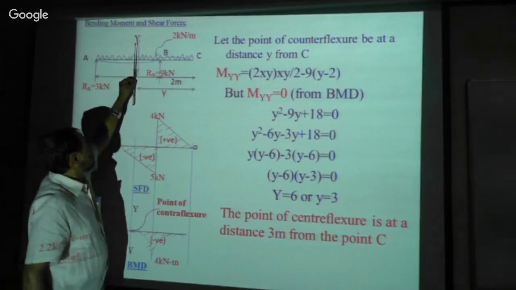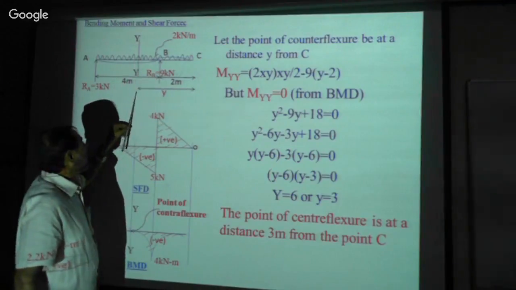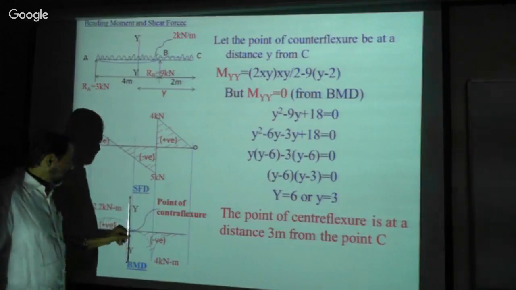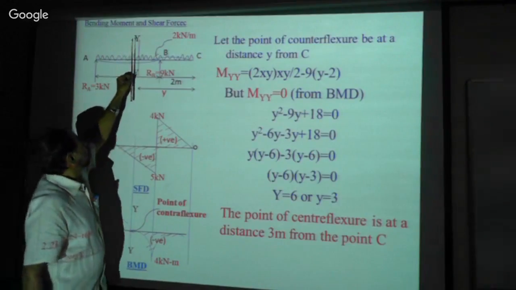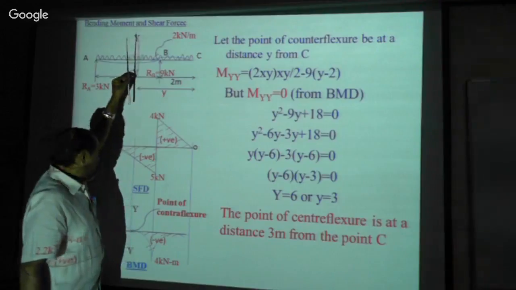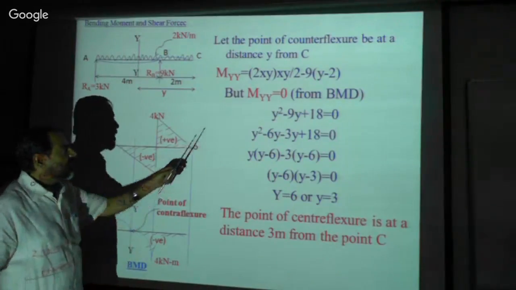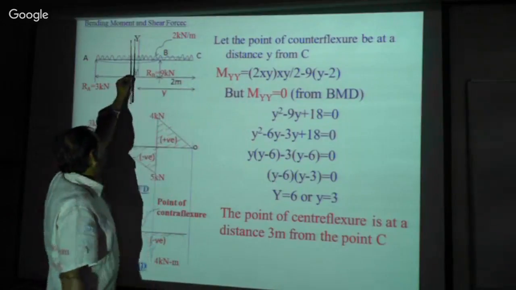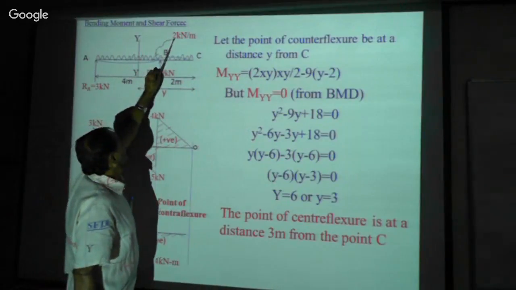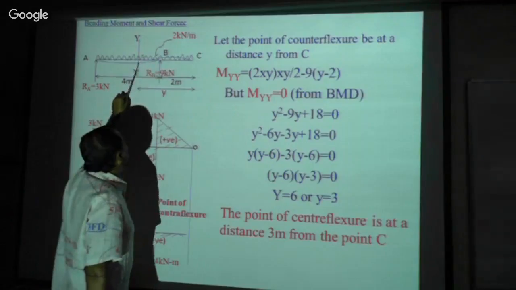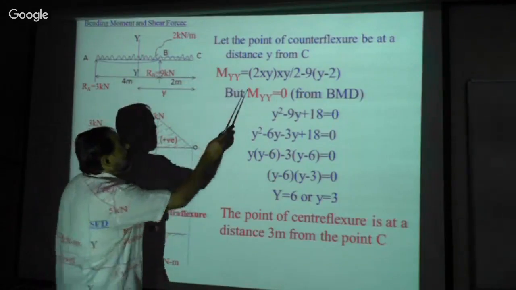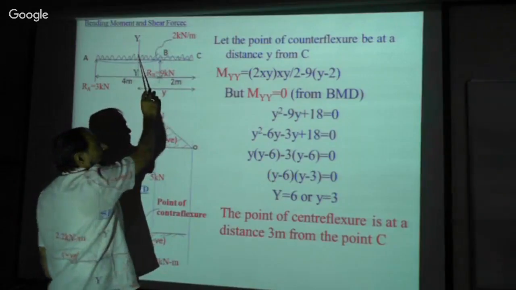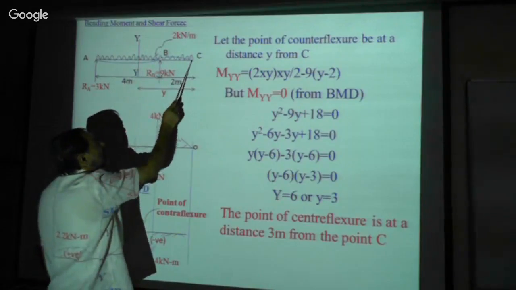It is the y section, at a distance y from the free end C. Now let us calculate the bending moment at y and equate it to 0. When we do this, the bending moment at y is equal to 2 into y, where 2 into y is the intensity of the load, acting at a distance y by 2.